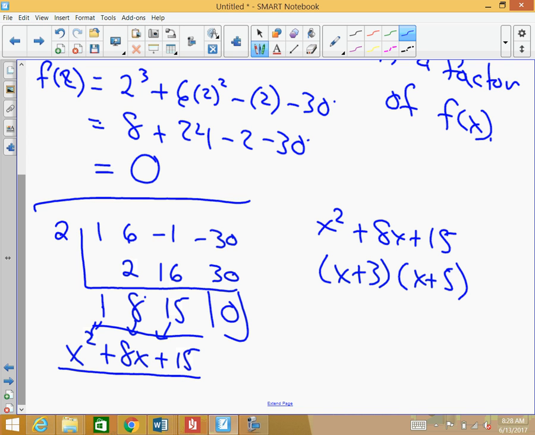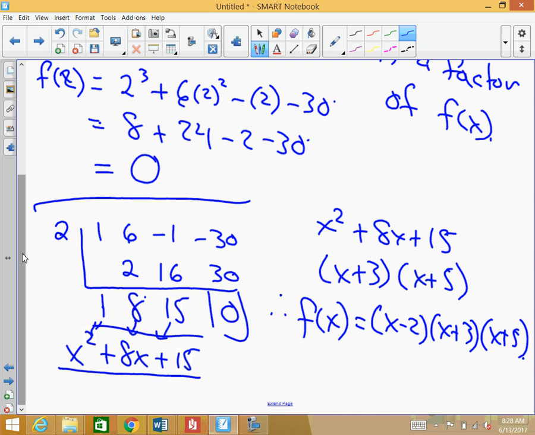So now I have all three of my factors. We know that f of x also equals the factors x minus 2, x plus 3, and x plus 5. So that's how we use the remainder and factor theorem to factor a polynomial where we don't even have any clue at the start what to do. It takes a little bit of guesswork at the beginning, but once we find one factor using the factor theorem, we can then divide and find the rest of the factors.